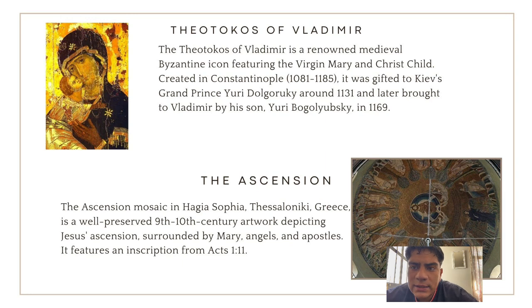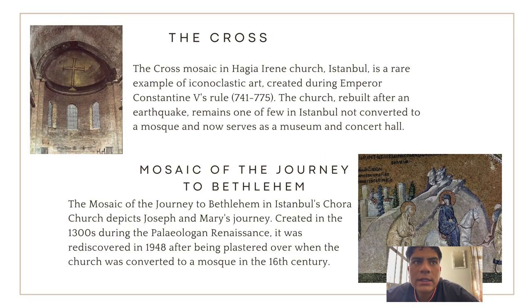And well, the next work is the cross mosaic in Hagia Irene Church in Istanbul. This is a rare example of iconoclastic art created during Emperor Constantine V's rule. While the church was rebuilt after an earthquake, remains of it are viewable in Istanbul, now converted to a mosque and now serves as a museum and concert hall.